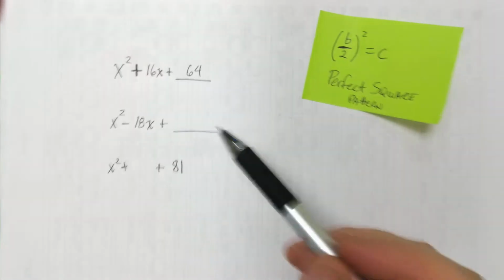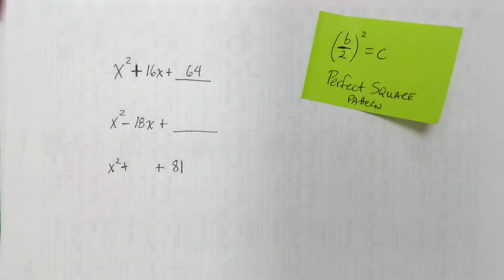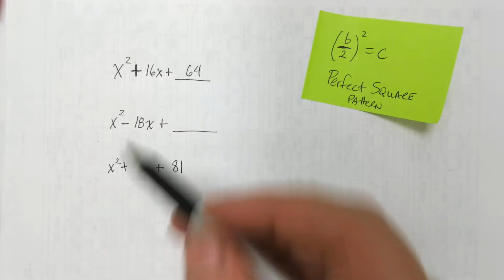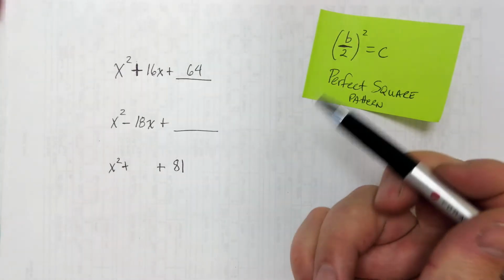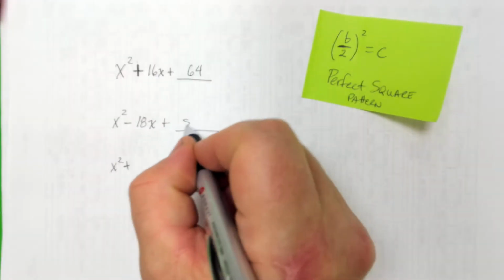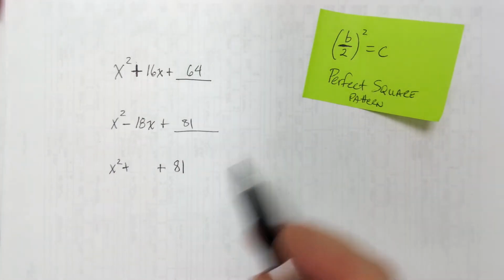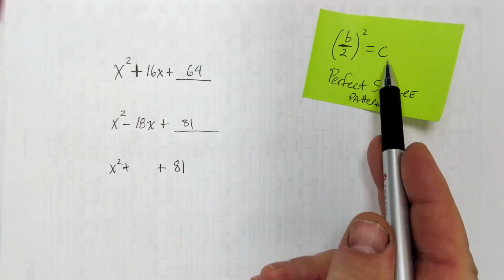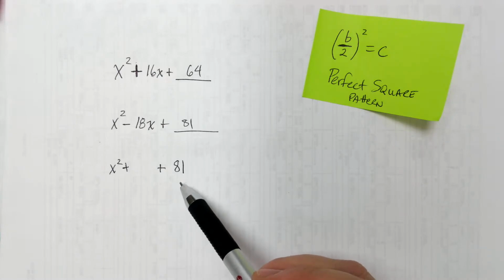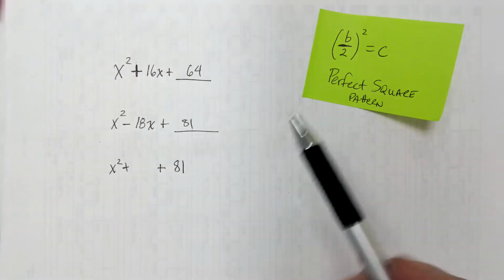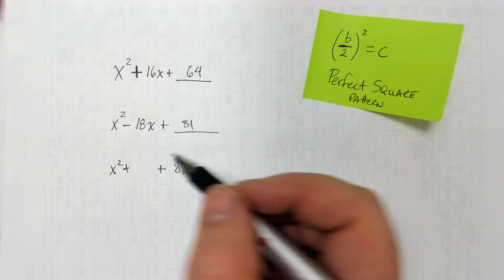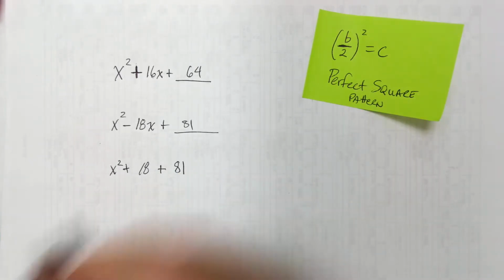The whole reason we want perfect squares is because perfect squares are so easy to factor. It makes life easy, right? So for this one, half of 18 is 9, and 9 squared is 81. Half of what squared is 81? 9. But it has to be 18x.